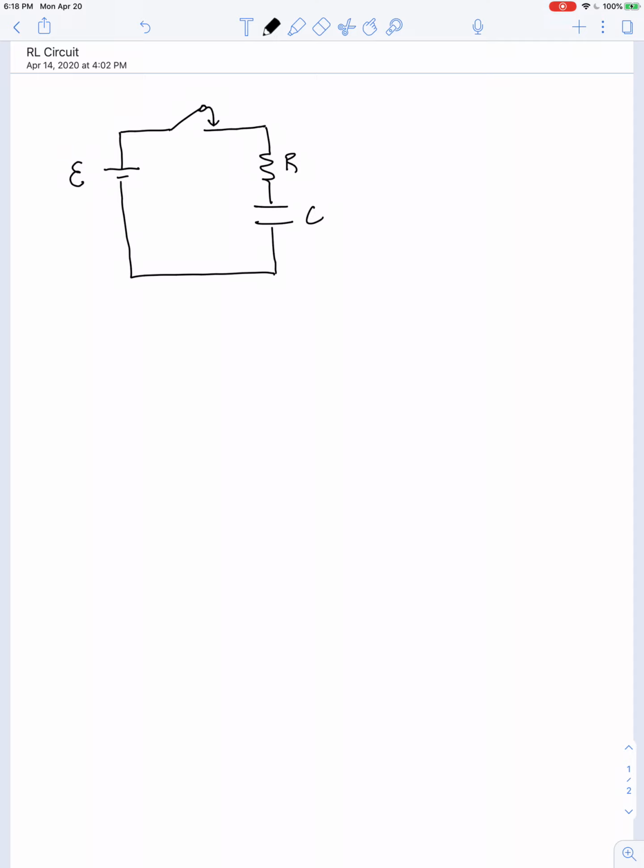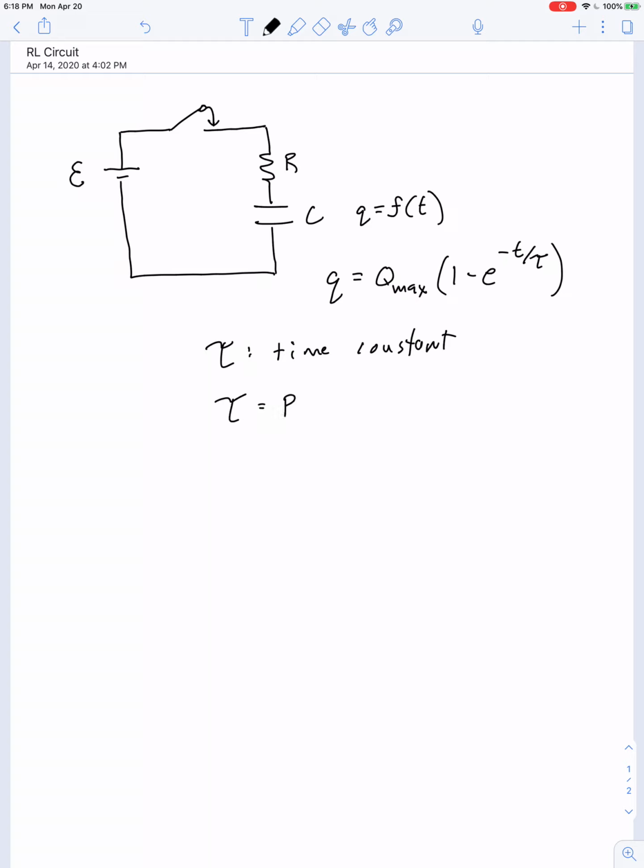Without going through the full derivation, if we wanted to express the amount of charge on the capacitor as a function of time, we get Q equals Q max times 1 minus e to the negative t over tau, where we called tau the time constant. And the time constant is just equal to the product of resistance and capacitance.